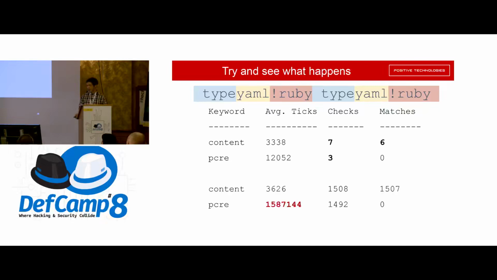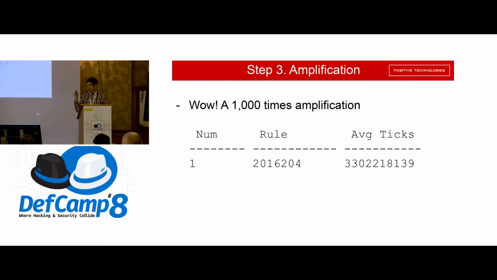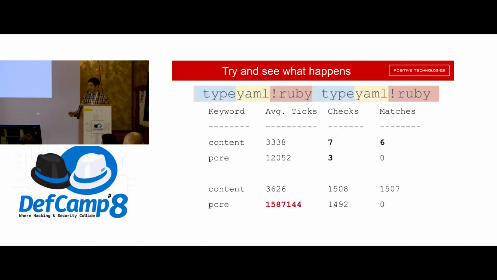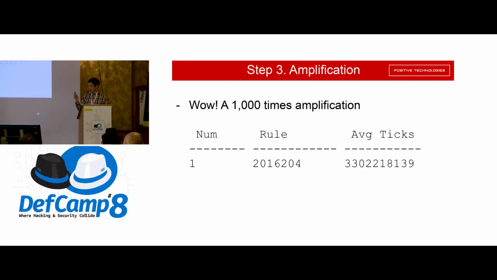But anyway, we got something. You see that now the HTTP post body is so big that the regular expression takes more than 1.5 million ticks to complete. If we multiply the average number of CPU ticks by the number of regular expression checks, about 1,500, we get more than 3 billion ticks. So this is a real 1,000-time amplification we achieved.